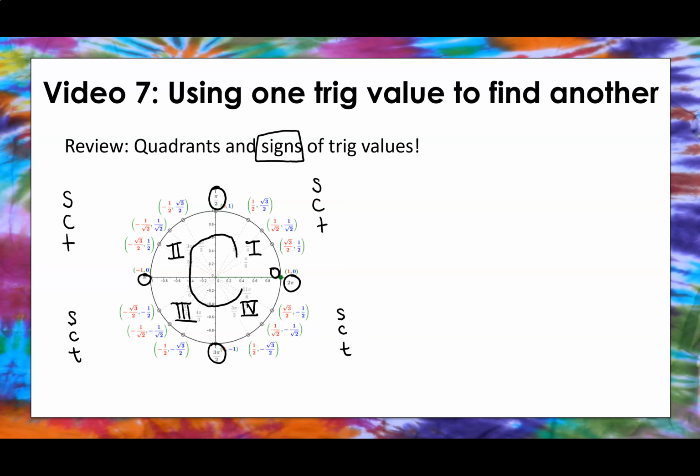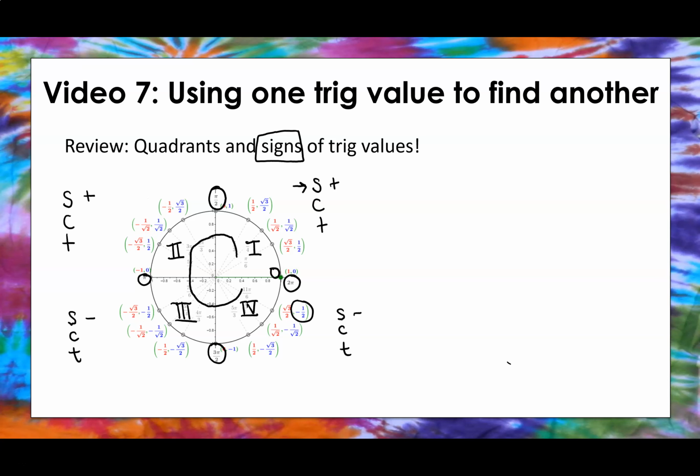Well, first of all, when we're talking about coordinates on a unit circle, sine is always the second coordinate. So we're looking at the signs of the blue. We can see here that the blue coordinates are positive, the blue coordinates are positive, the blue coordinates are negative, the blue coordinates are negative. So that was for sine.